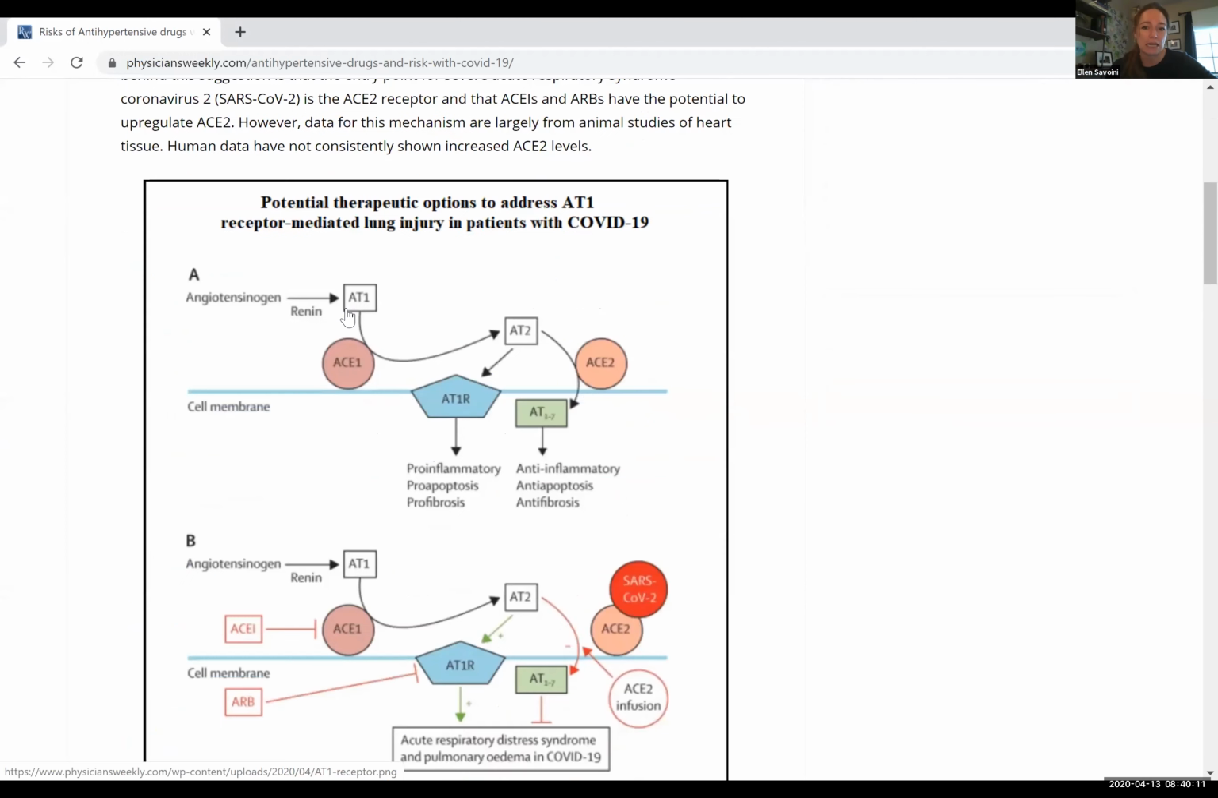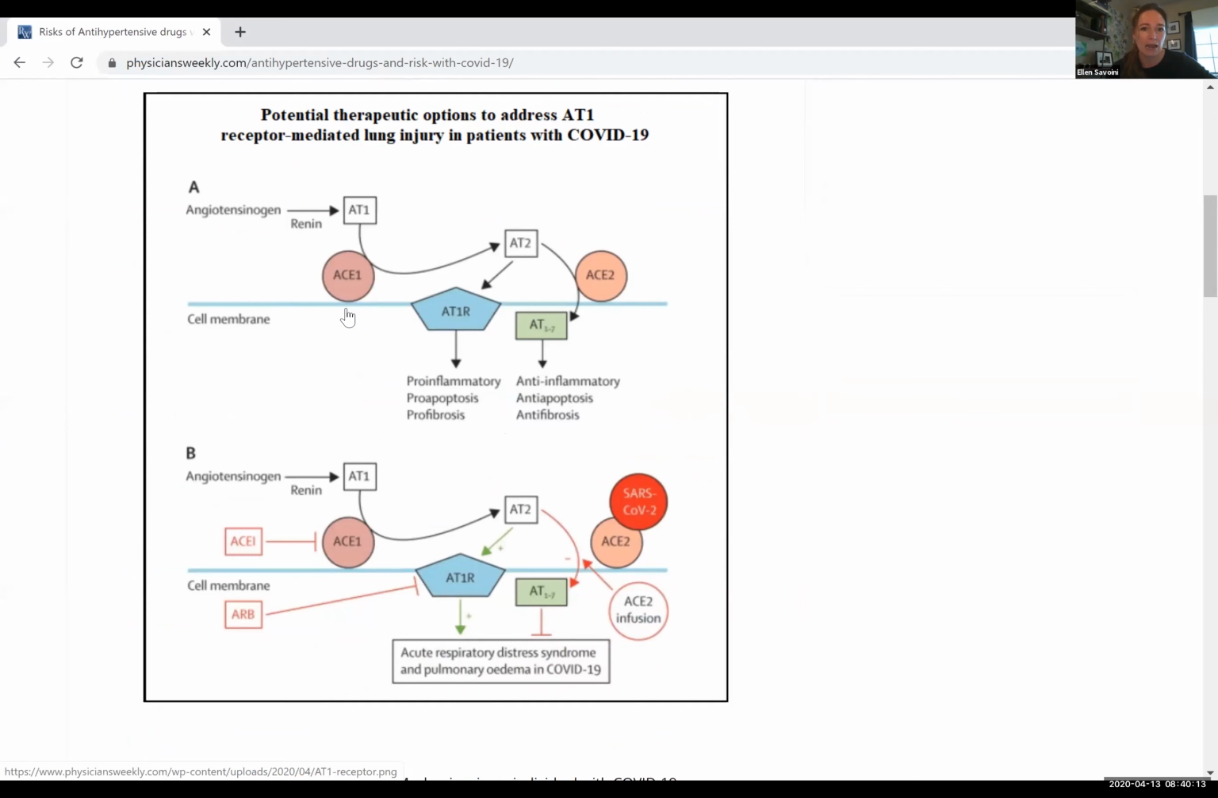If we look at the picture here in A, we see angiotensin with renin, AT1, and the red circle, that's ACE1. We form AT2, the second square, and that second square targets a blue pentagon and a green square. It's telling you what it normally does. And so we take ACE inhibitors and we block that.